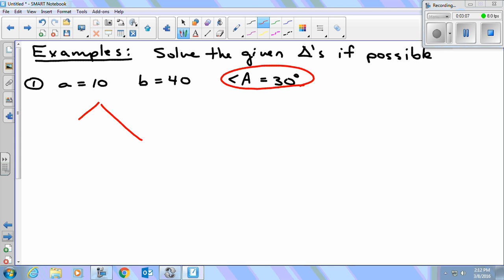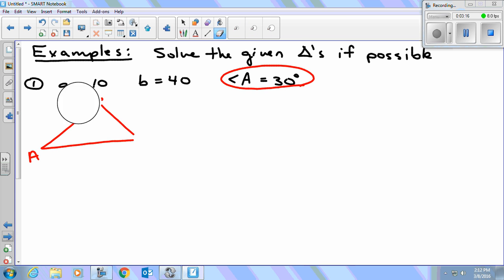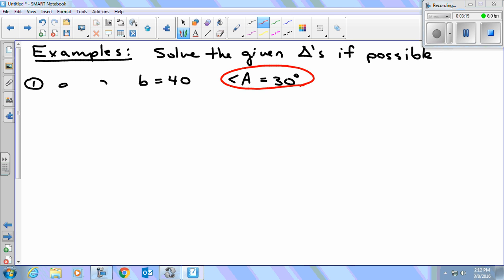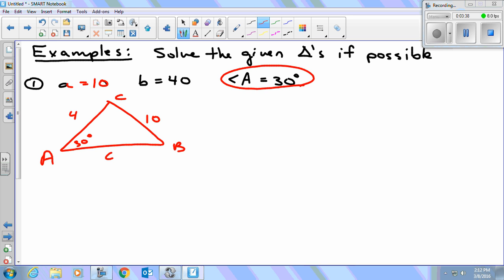So just sketch a triangle. It does not need to be drawn to scale, but I've got A, B, and C, and I'm going to just switch those around and go the other way around. So let me just redraw that. A equals 10. So I've got A, B, and C. Angle A is 30 degrees. There's side C. Side A is 10 and side B is 40. And again, this is not drawn to scale at all.